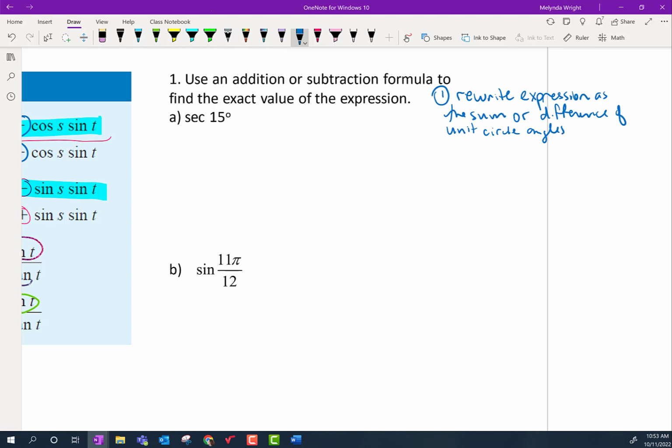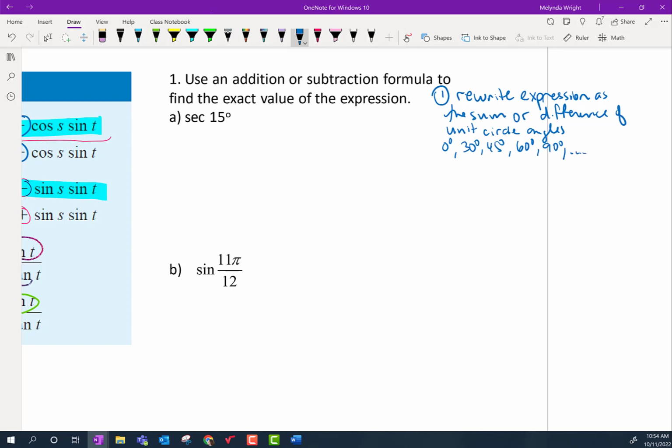Okay, so that's our first step, and I'm going to say the step and then we're going to do the step. So we rewrite the expression as the sum or difference of unit circle angles. Now let's just list some. We know that in degrees, we've got 30 degrees, 45 degrees, 60 degrees. These are our unit circle degrees. Of course, we have 0 degrees. That's not going to be that helpful, but we do. Let's see, 60 degrees, we've got 90 degrees and so on.